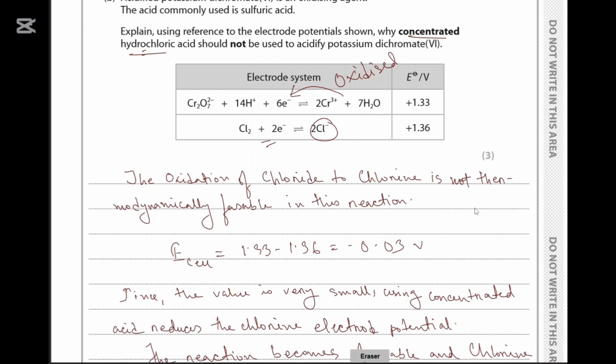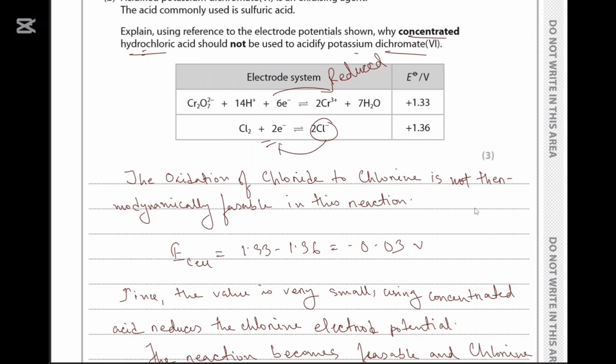Oh no, sorry, I'm wrong. Acidified potassium dichromate, so this is the dichromate. So this is the reduction. I cannot use it to reduce this equation. Since I want to reduce this equation, this has to be oxidized, right? So this has to go in the reverse direction.